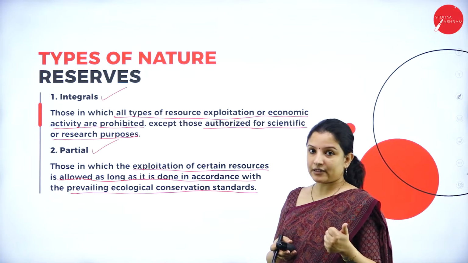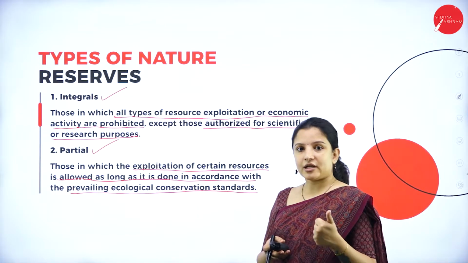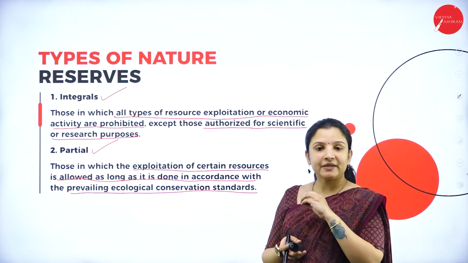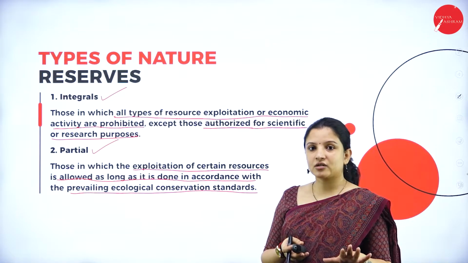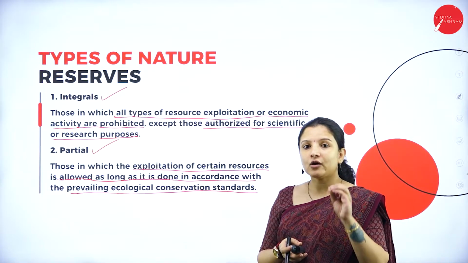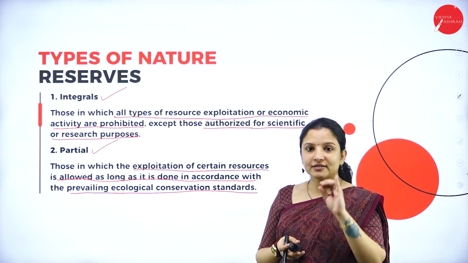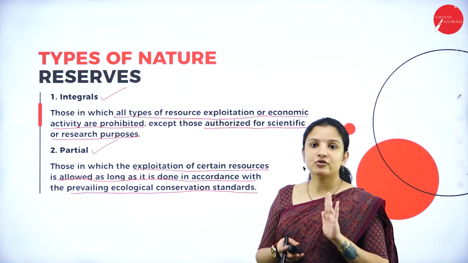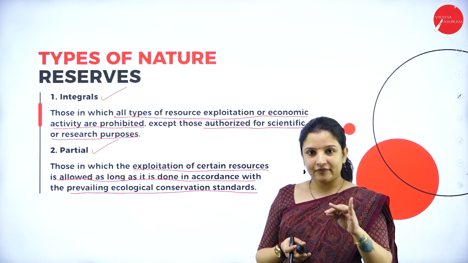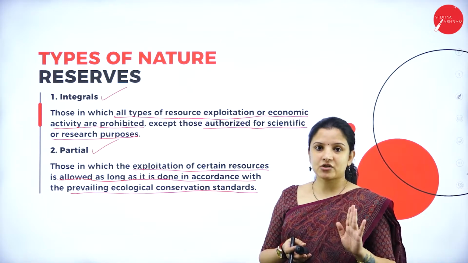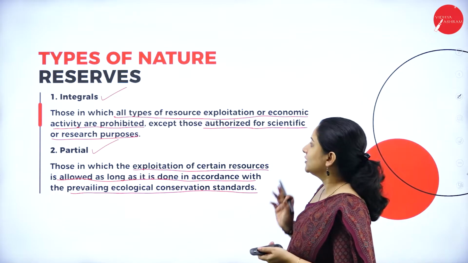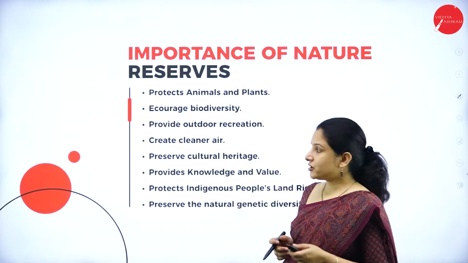So now you have understood the difference between integral nature reserve and partial nature reserve, right? Integral nature reserve means complete exploitation and usage of the nature reserve is completely prohibited. No public is allowed there. Only authorities who are doing research and study can enter that particular area. In partial, a little bit of activity can occur in these nature reserves, that too within the limits of the rules and regulations. So this is about the types of nature reserve.